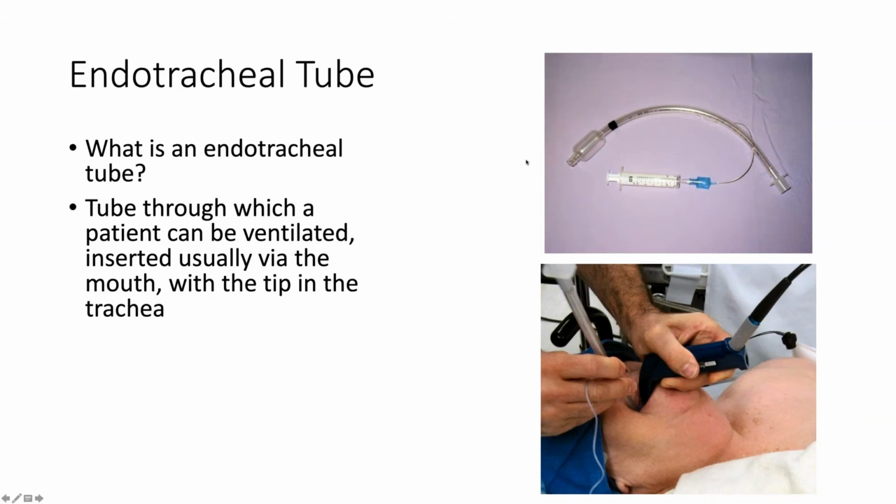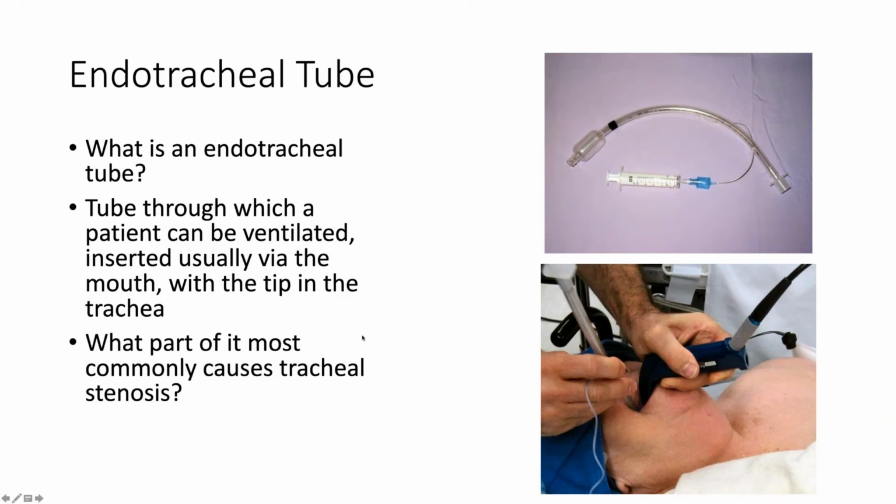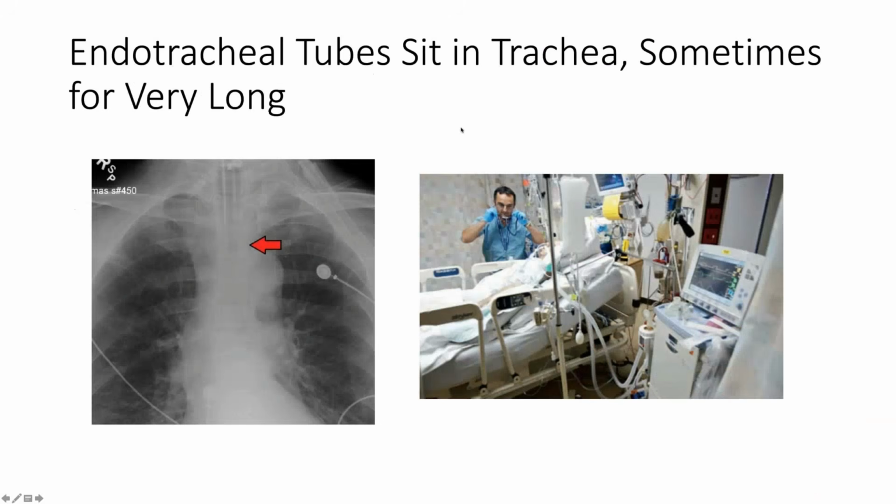So this is what's going to cause the pressure ischemia, right? And yeah, so I answered this question. What part of the endotracheal tube is most likely to cause tracheal stenosis? It's the balloon, right? So it's this balloon right here. So let's talk about this. So the endotracheal tubes might sit in your trachea for a long time.